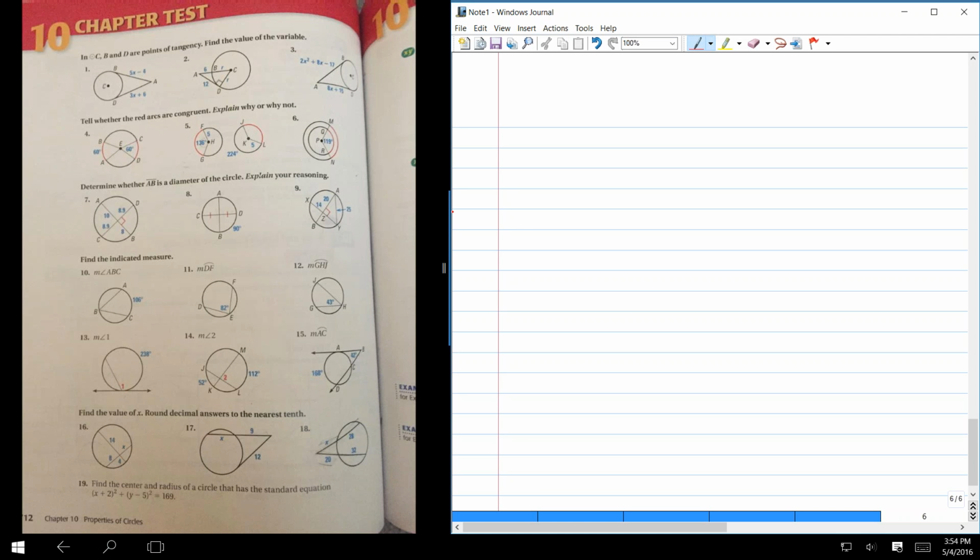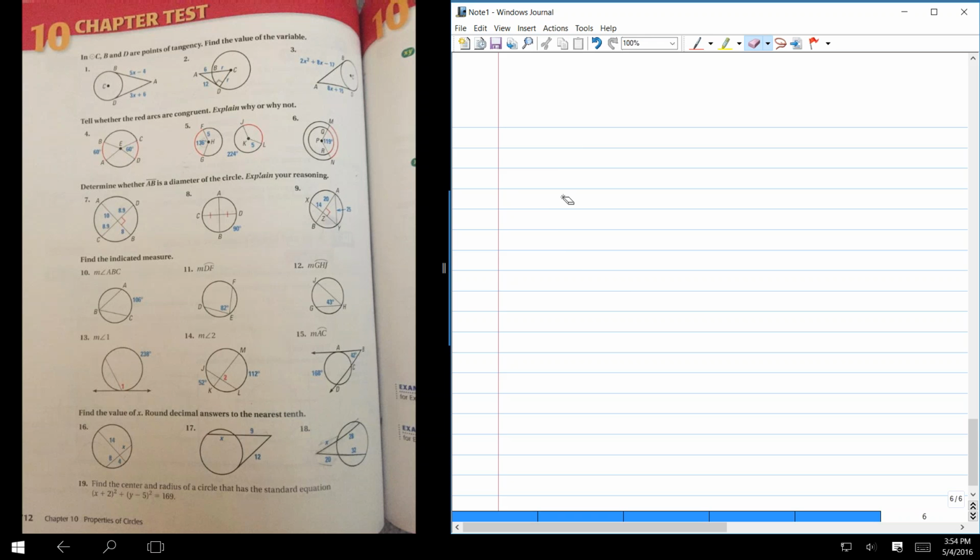Notice they don't ask us to solve for the other angle because immediately we know that 2 is the same as the angle it's vertical with. So 2 equals half of 164, 82 degrees. Okay, good. That's right, I already did that.